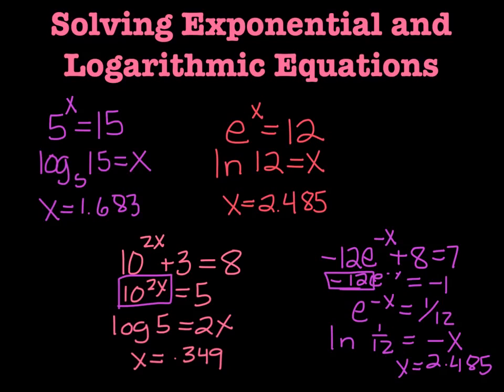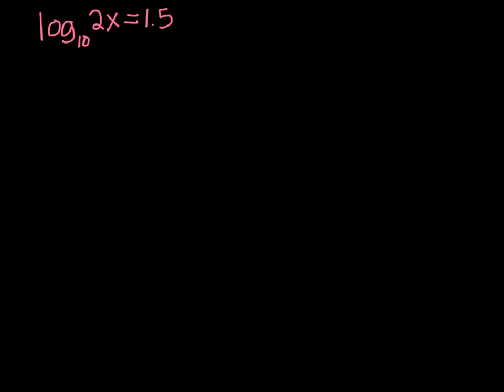Make sure you isolate your exponential. In this case, e to the negative x needs to be isolated before you can do the logarithm. So now I'm still trying to solve for x, but now instead of having an exponential, I have a logarithmic function. Log base 10 of 2x equals 1.5.